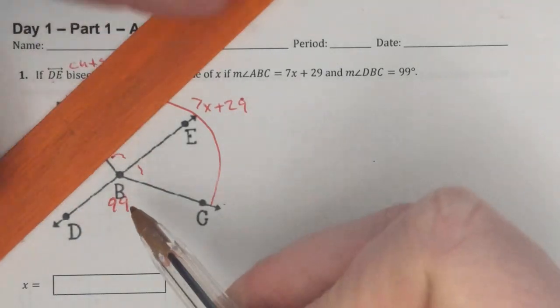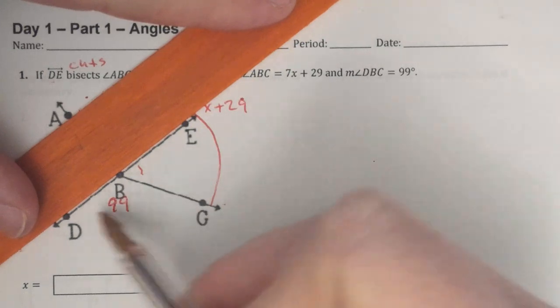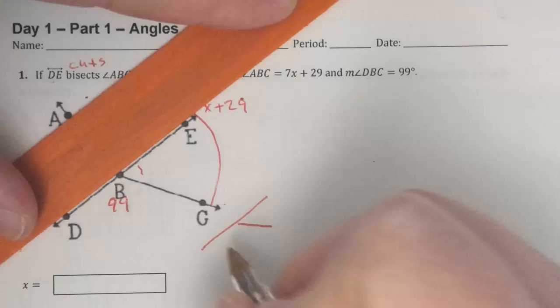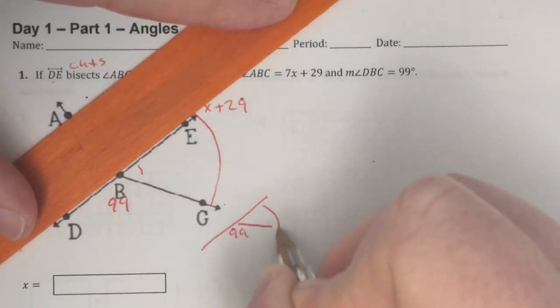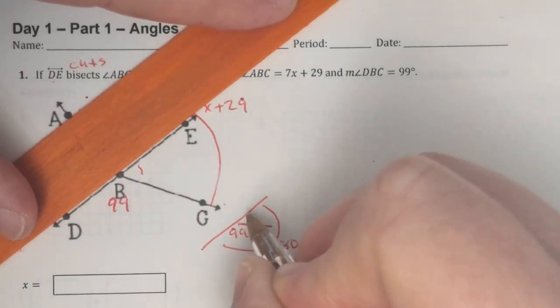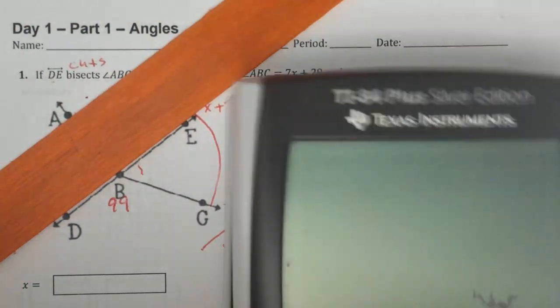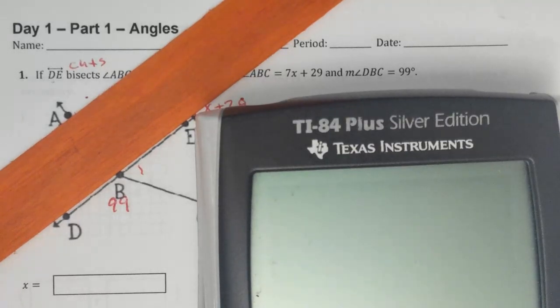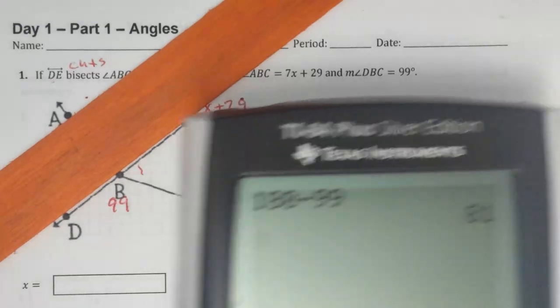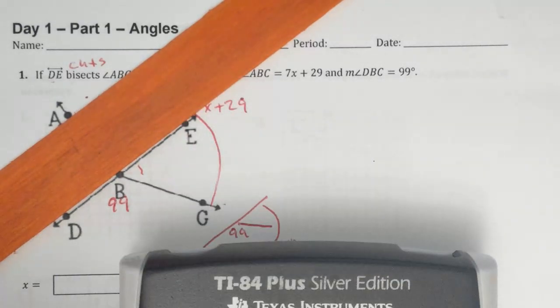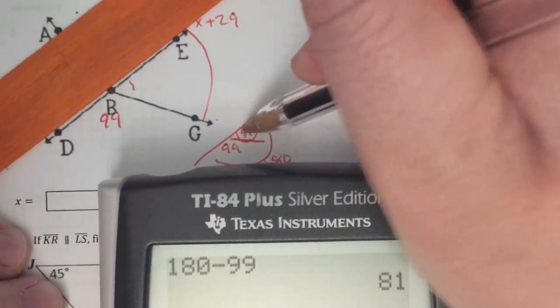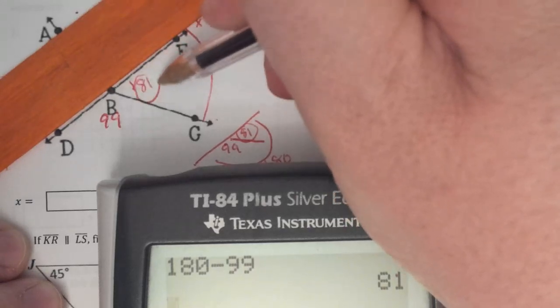If I make a straight line right here, we know that all of this would make 180 degrees. So if I make a straight line, and this angle right here is 99, and all of this makes 180, then that means that this angle right here, if we use our calculator, we take 180, subtract that 99, and we'd be left with 81. So that angle right there is 81 degrees.